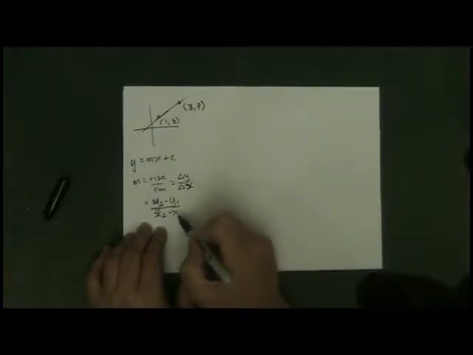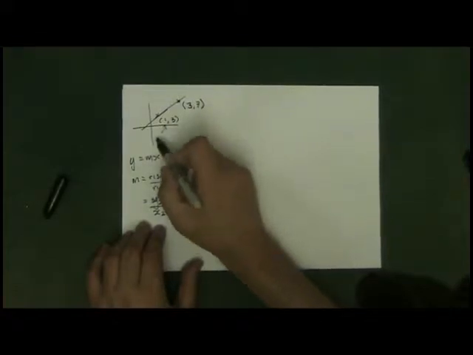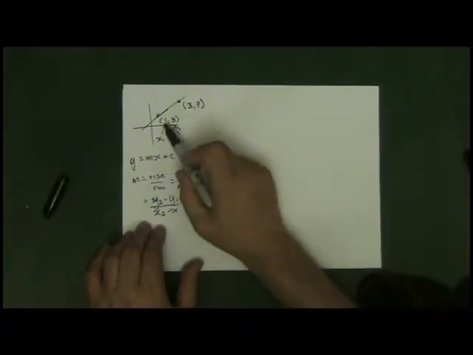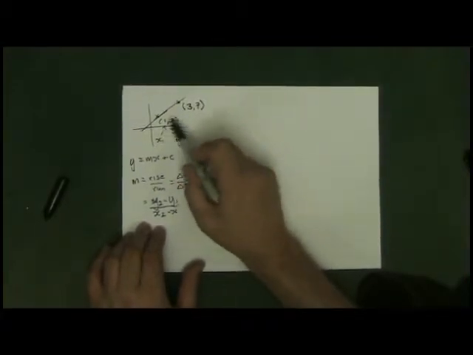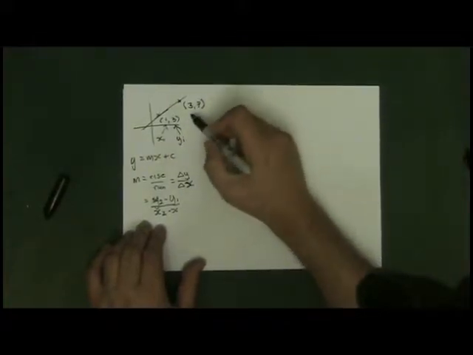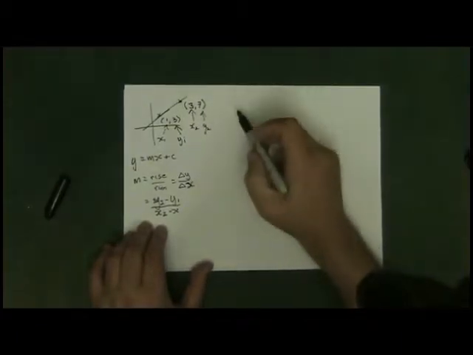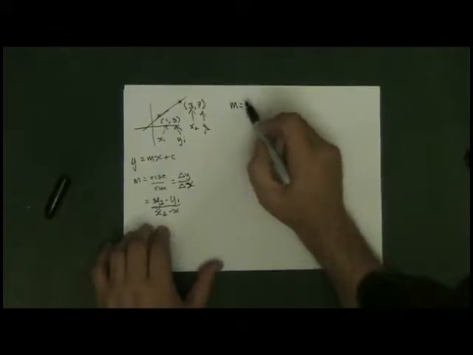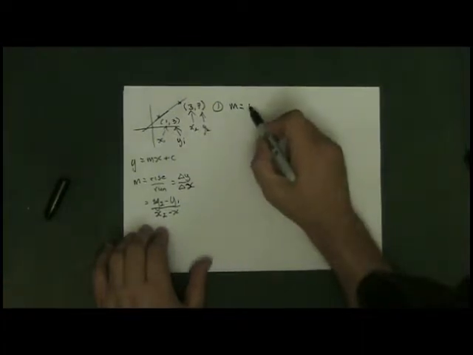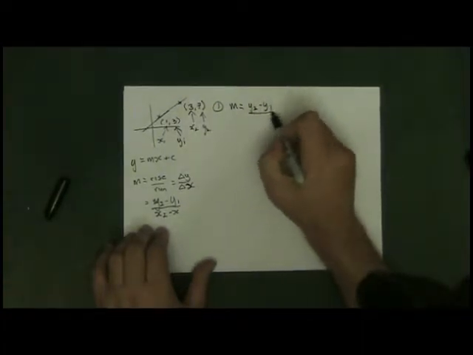x2 minus x1. So reading left to right, this is going to be x1, this is going to be y1. Remember, in an ordered pair, the first number is the x value, second number is the y value. So this is going to be x2, y2. So step 1, work out m. m is equal to y2 minus y1 over x2 minus x1.